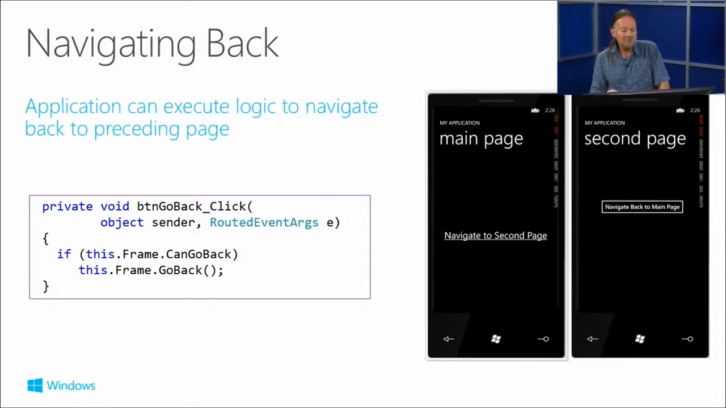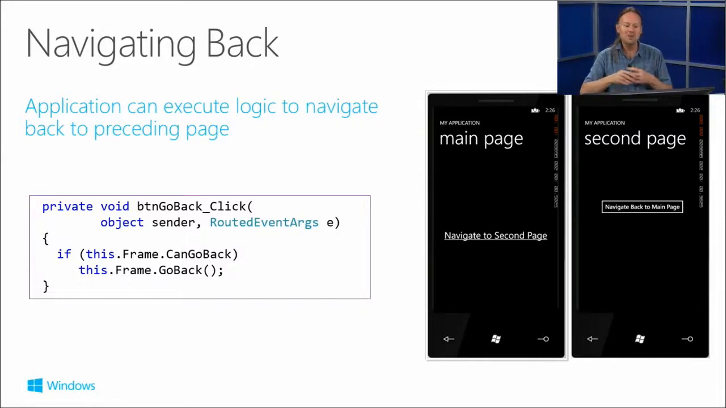You can navigate back. Now, this actually is not recommended UI, so you could put a big button on a page, such as on the second page there, which says navigate back to main page. And if the user taps on that button, you could have some logic on it. And this is the logic you would always use for navigating back. You always call if this.frame.CanGoBack. So there's a property on the frame that says, hey frame, look in your navigation history and see if there actually is an older page, is there a page I can navigate back to? And if there is, do it.